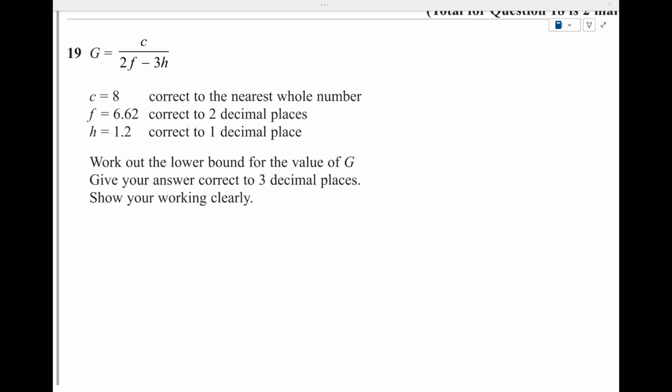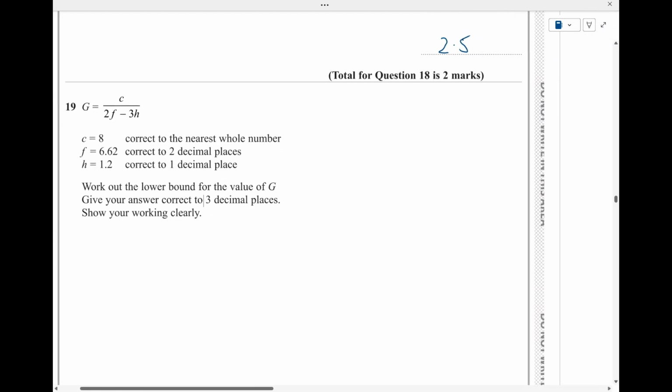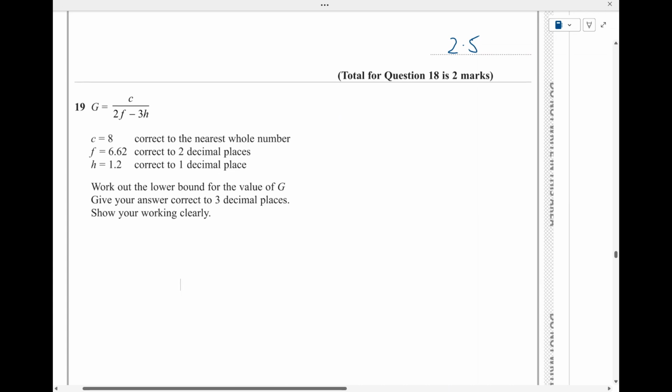Let's have a look at this one first. We always follow the same routine. We're given C, F, and H to a certain degree of accuracy. The first thing we're going to do, trying to resist thinking about anything else, is just write down each one and find the upper and the lower bound. So C is 8 to the nearest whole number, so it's going to be 8.5 upper, 7.5 lower.